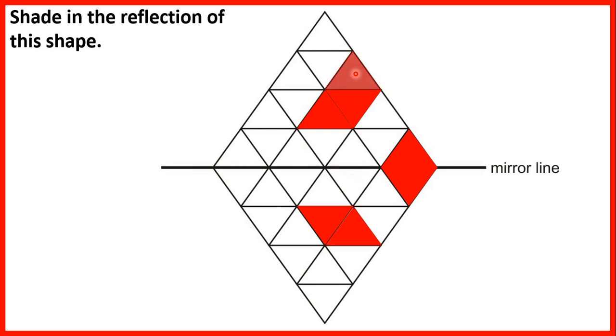And then for our last shaded triangle, from the mirror line, we go past a triangle, past a shaded triangle, and then shade. So going down, we go past a triangle, past a shaded triangle, and then shade. So we've shaded the reflection of the shape.